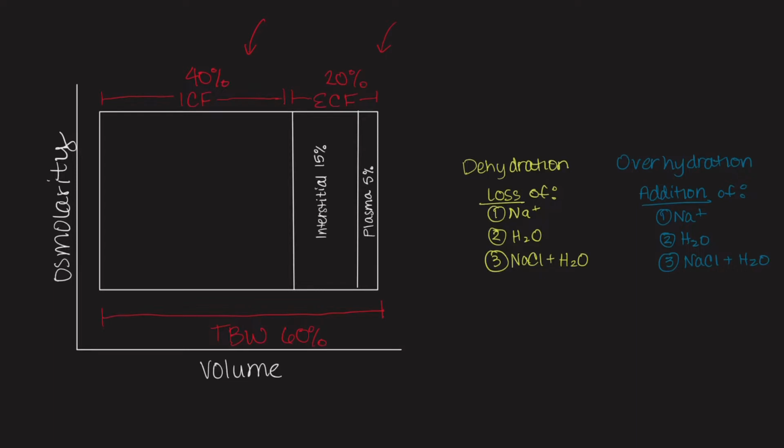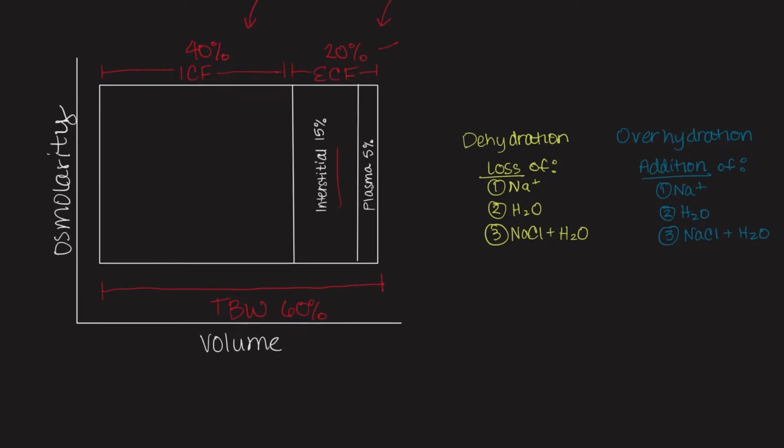Pretty self-explanatory. Within the ECF, we have the fluid that's in the plasma and then the fluid that's in the interstitium. So these all have different percentages, and it's actually pretty important for you guys to know the different percentages. So plasma is 5%, interstitial is about 15%. So together the ECF is 20%. ICF is composed of 40%, and this whole thing together is called your total body water, and that's about 60% of your body weight. So all of these are percentages of your body weight.